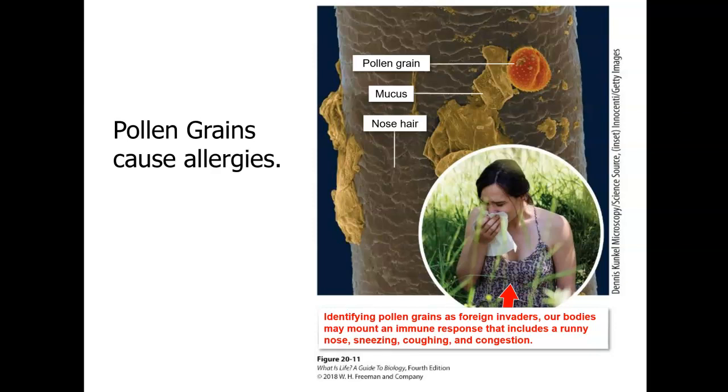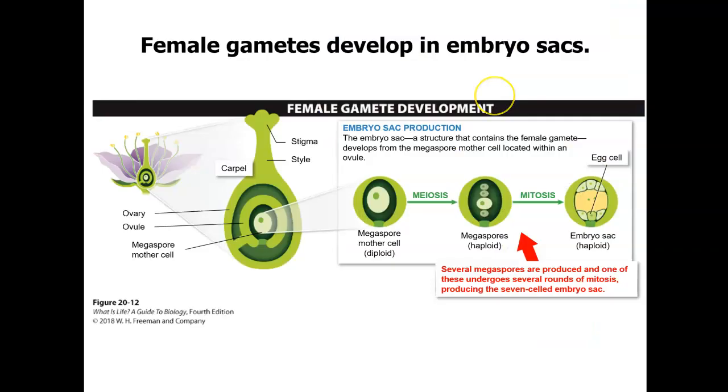So what they do is there's a specific immune cell called a mast cell that's going to send out a response, and its response is going to be histamine. That histamine is going to create a runny nose, sneezing, coughing, and eventually congestion. With the histamine, lots of times we'll take an antihistamine to try to dry up all that extra mucus that's coming out.